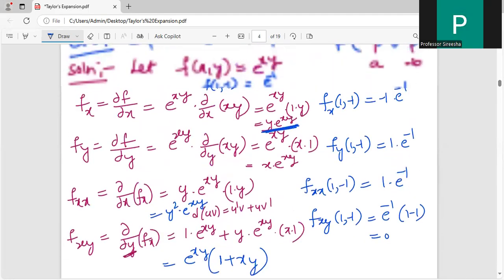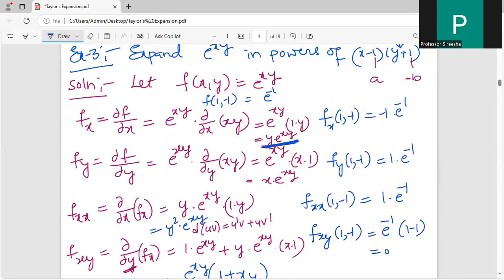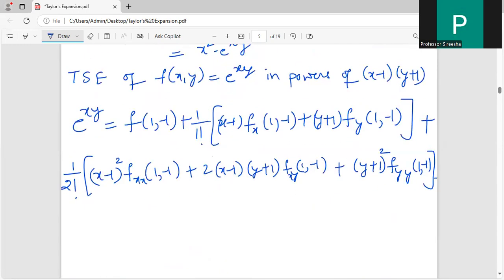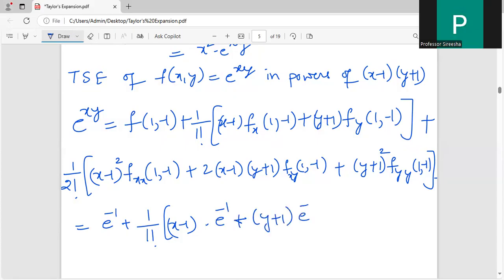Yes. See all the values. This is minus e^(-1). This is plus e^(-1). Of course, e^(-1) is common everywhere. This term would give me e^(-1). At the end, I will take it common, but as of now, first I will write normally. Plus 1 by 1 factorial, (x minus 1) into fx at (1, -1), which is e^(-1). Plus (y plus 1) into e^(-1).